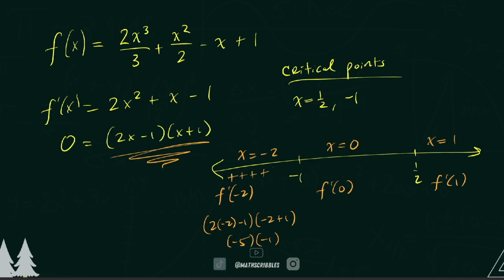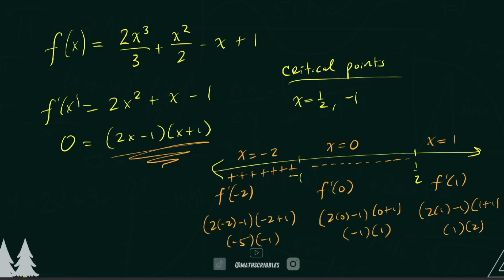So I'm going to put some plus signs to the left of my number line. I do the same thing for 0. Once I plug it in, I have 2 times 0 minus 1 times 0 plus 1. I have a -1 times a +1, so that's going to be negative. Therefore, in between here, I know that my derivative is negative, therefore my function is going to be decreasing. And lastly, let's plug in 1. We have 2 times 1 minus 1 times 1 plus 1. That's going to give us a 1 times 2. Doesn't matter what the value is, we just know it's going to be positive. So now we know that to the right of 1/2, the function is increasing.